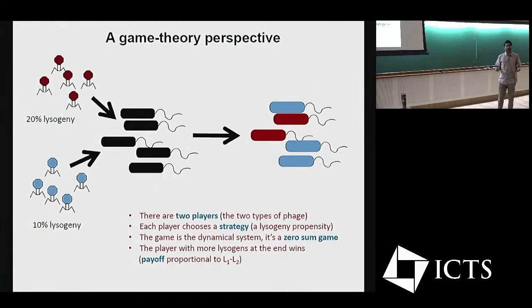But you can now start to think of this as a little game, okay? So who are the players of the game? It's a two-player game in this case. There are two types of viruses. So there are two players. What's the strategy space? The strategy space that each player can choose from is basically 0 to 1, the percentage that will go lysogenic, okay? That's it, very simple game. It's a two-player, symmetric, zero-sum game. It's like the simplest you can come up with, okay?